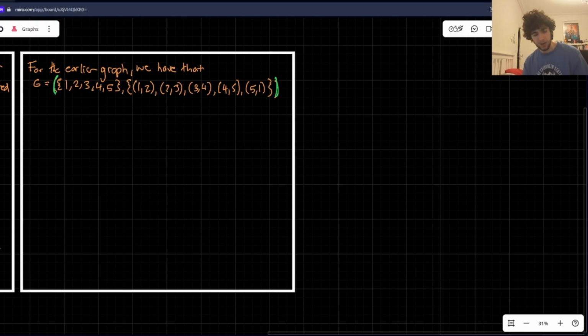Okay, and so I have my 5 nodes. So I look at this. If you wanted to go from this to the picture, you look at the first thing. You look at the set of nodes. So you have 5 nodes labeled 1 to 5. So let's do them like this: 1, 2, 3, 4, 5. Okay, right, and then you have that 1 is connected to 2, 2 is connected to 3, 3 is connected to 4, 4 is connected to 5, and 5 is connected to 1.